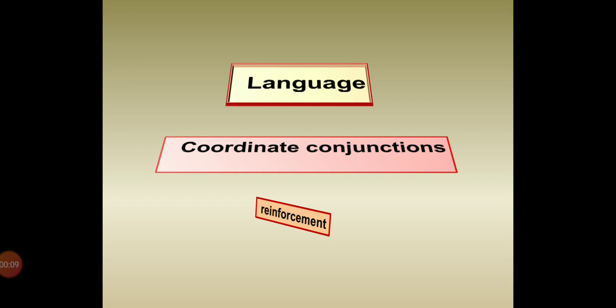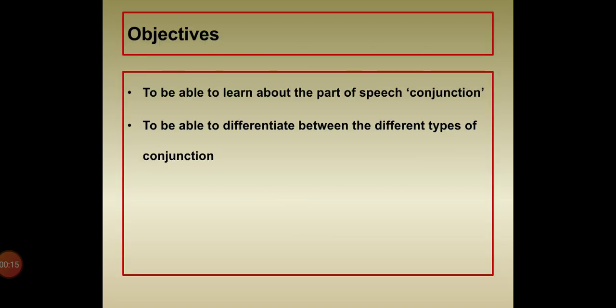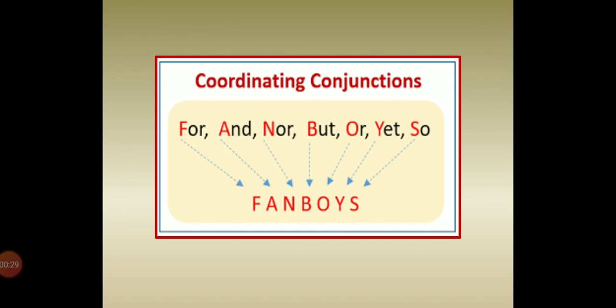So today we are going to start our language work and today our topic is coordinating conjunctions. These are the learning objectives for today's lesson: to be able to learn about the part of speech that is the conjunction and to be able to differentiate between the different types of conjunctions. These are the coordinating conjunctions: for, and, nor, but, or, yet, so.